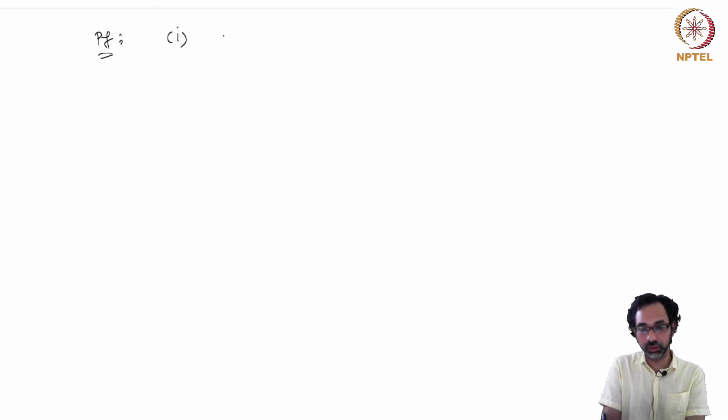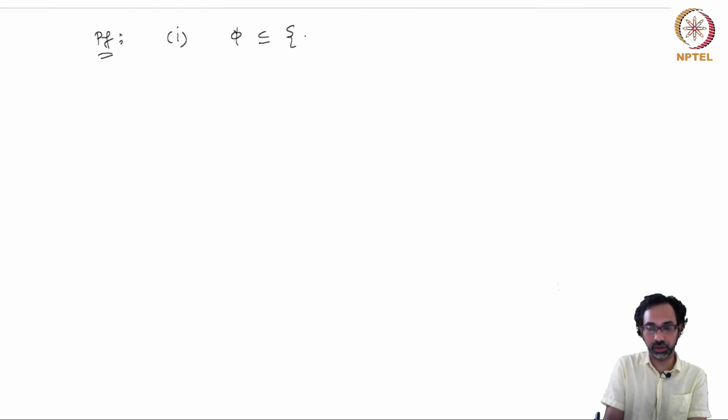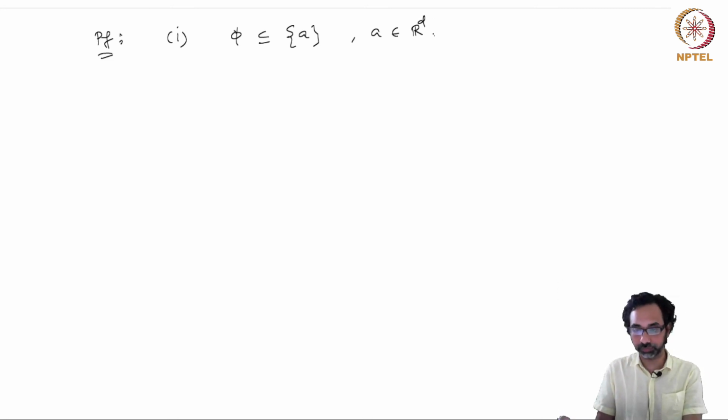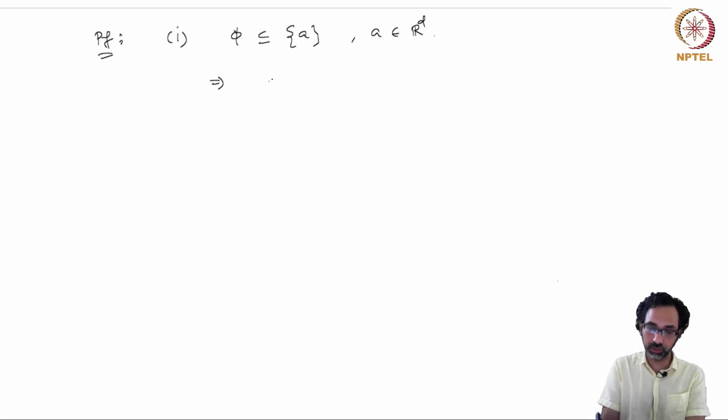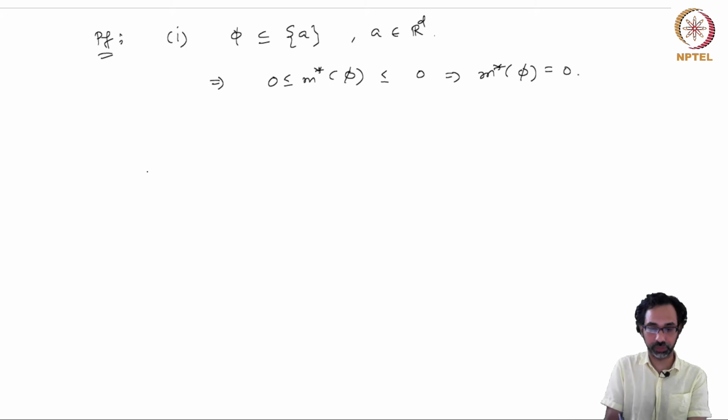So we can write phi as a subset of any real number or any point in Rd, and because this singleton set has measure 0, this implies this is a covering by a degenerate box. So we already knew that m star of phi is positive, but now on the right hand side also this is 0. So this implies that m star of phi is 0.